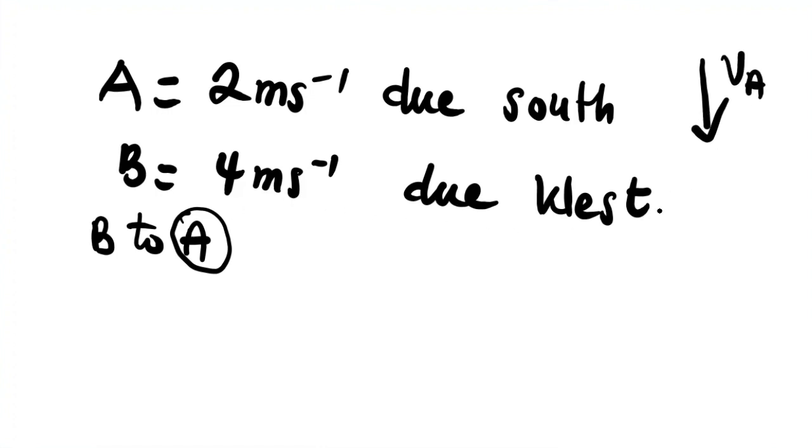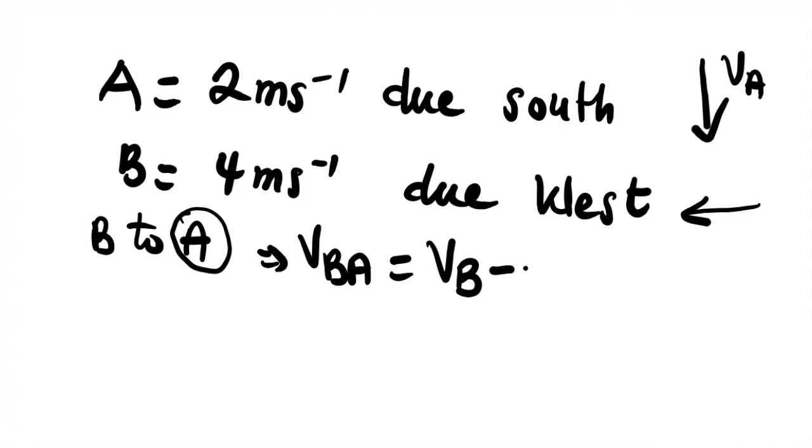Now VB is due west, and west is towards this. But we are finding VBA. This is represented as VBA, and the mathematical representation that we did is VB minus VA. Because they are not parallel, we cannot plug in the values directly. Because they are inclined, we need to actually manipulate the observer. So for the observer, we need to find negative VA.